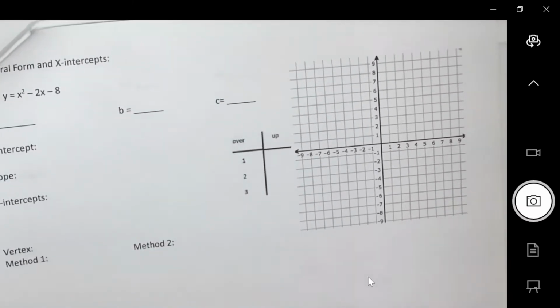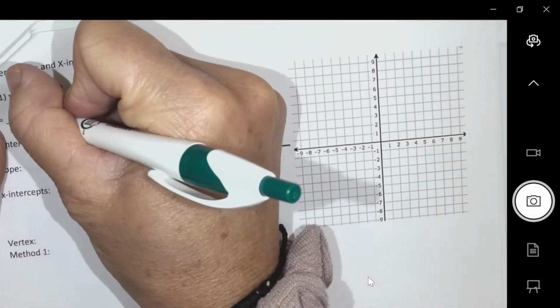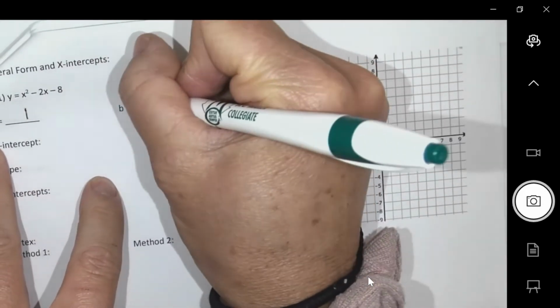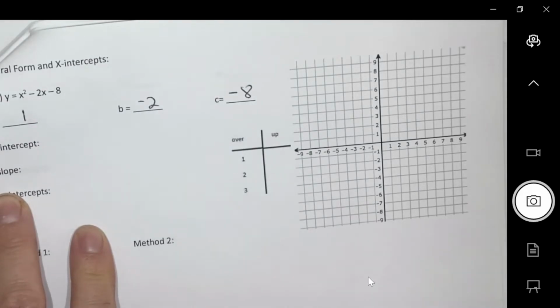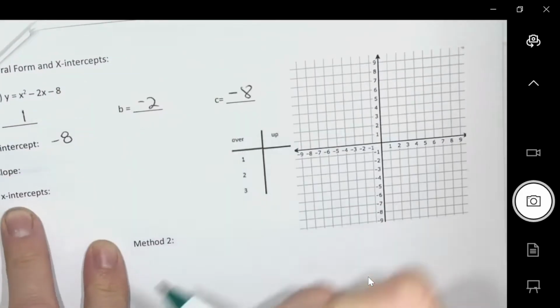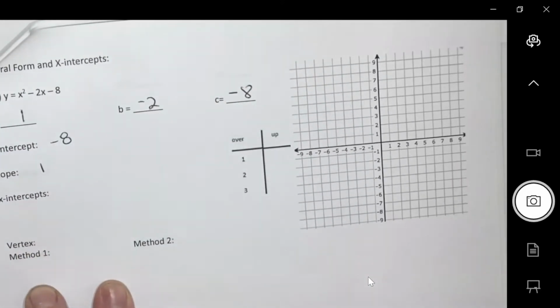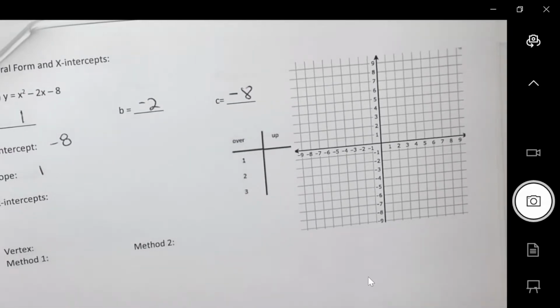Okay, general form. Give me the A. What number is with the x squared? 1. What number is with the x? And then -8. Boom, what's the y-intercept? -8. The slope? 1. Okay, we'll come back to the x-intercepts.